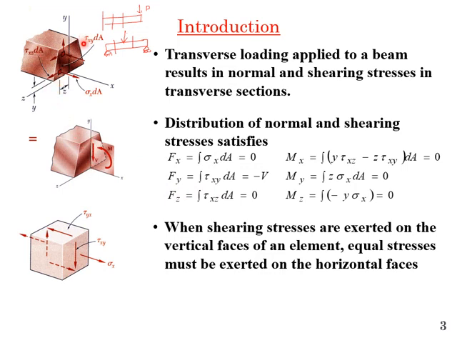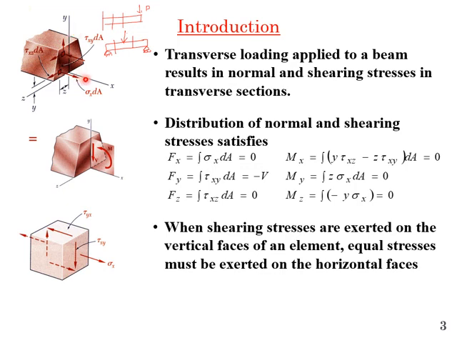So this upward component is your tau xy, and the sum of these forces must be equal to V. And tau xz will be 0 because there is no force acting along z axis.